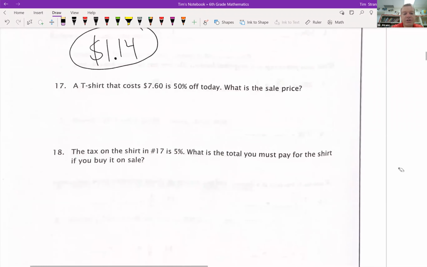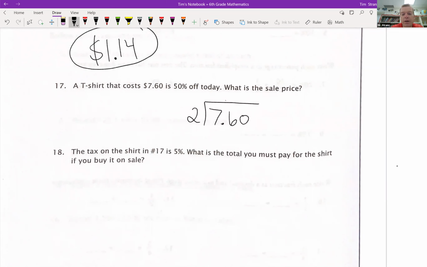Number 17, a t-shirt costs $7.60, but it's 50% off. What is the sales price? Okay, so we have $7.60. Half off means we can either divide this number by 2 or we can multiply it by 0.50. Okay, so if something's half off, you cut it in half, right? So I'm going to actually divide this by 2.